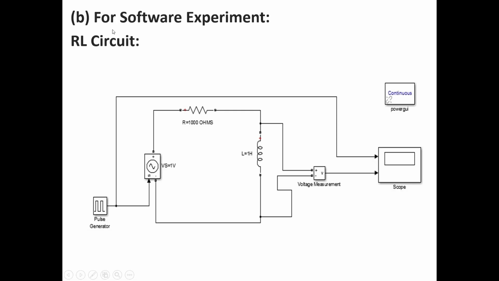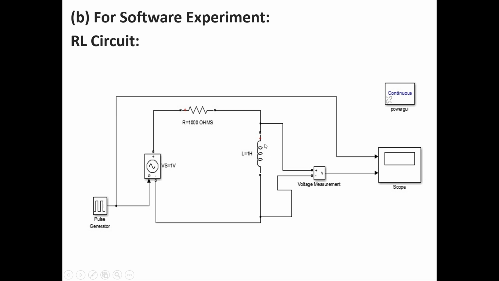Now let us see the circuit diagrams for doing the software experiment. First of all, for the RL circuit, this is our resistor of 1000 ohms and inductance of 1 Henry, both connected in series. A voltage source is connected across R and L, and to this voltage source we must connect a pulse generator because we want to give a pulsating DC input here. That's why the pulse generator is connected.